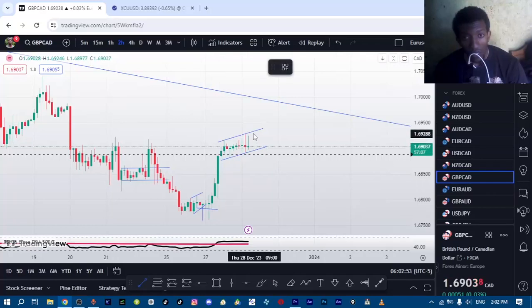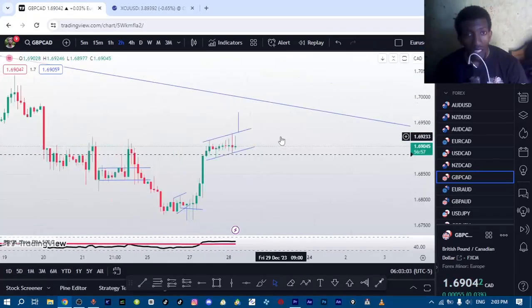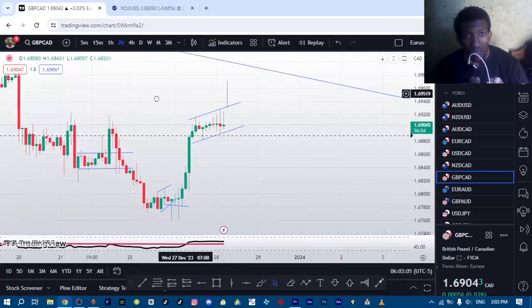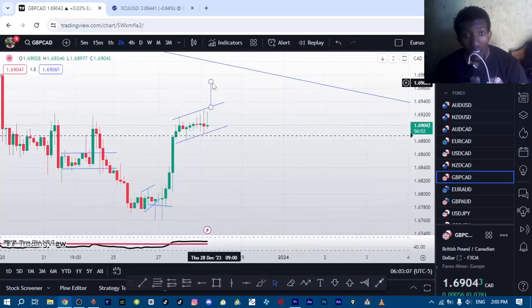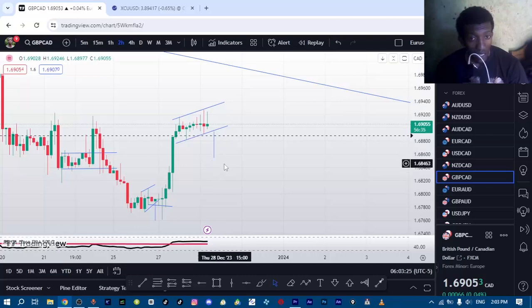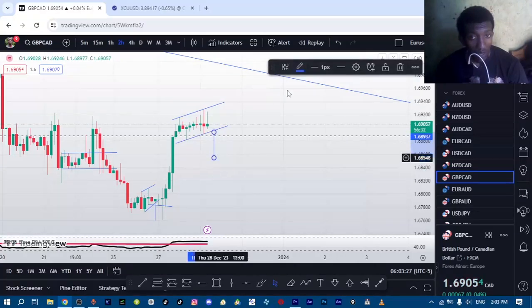If this breaks to the upside, our TP on the second candle is right there at 1.697. If it breaks to the downside, it will be down here at 1.68560. And we let the other 20% or 30% run.